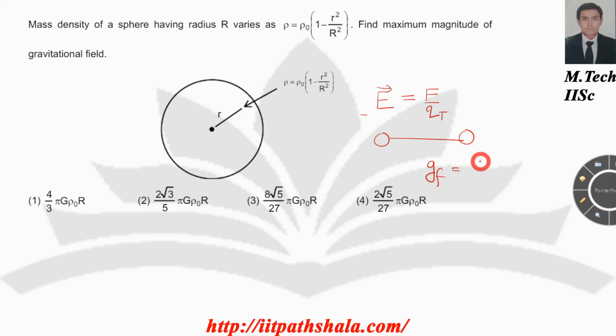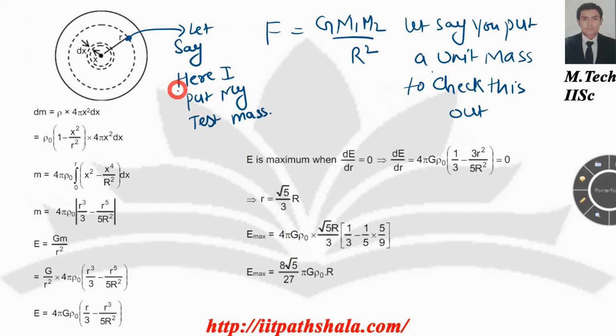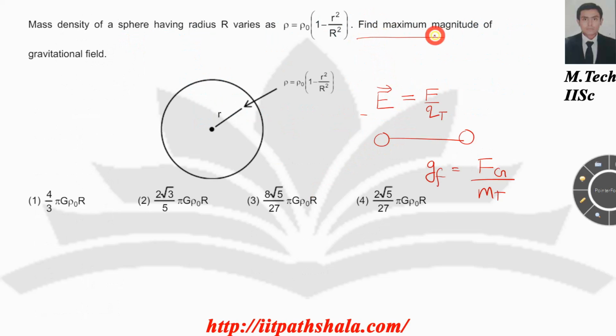So gravitational field is nothing but the force due to gravity upon the test mass. So you can consider a test mass of 1 kg. Let's say I'm putting my test mass at this point P over here. This is the force I'm experiencing, and I am dividing this force by my test mass m2. So I'm cancelling it out, and I have the following expression: G M of the sphere upon r square is my gravitational field expression. So I'm putting a test mass over here to find the maximum magnitude of gravitational field.